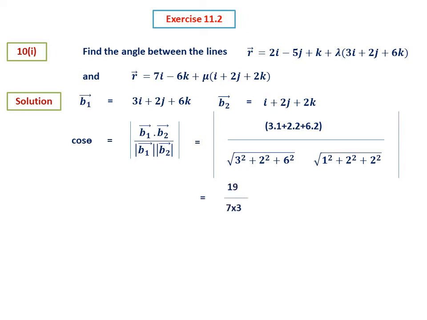So after simplification, you get 19 by 7 into 3. So that will be equal to 19 by 21. Therefore, the acute angle between the two lines is cos inverse of 19 by 21. So this is question number 10, first part in the exercise. Let us solve a few more problems.